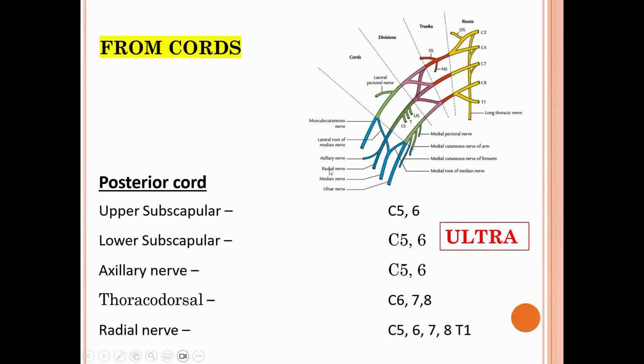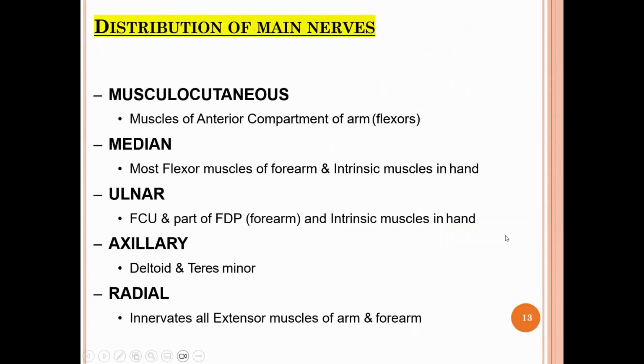From the posterior cord, there are 5 branches. There is upper subscapular, lower subscapular, thoracodorsal, axillary, and the posterior cord continues as the radial nerve, and we can remember by ULTRA. So the main nerves: the musculocutaneous nerve supplies the muscles of the anterior compartment of the arm, that is, it is the nerve supply for the flexors of the arm.